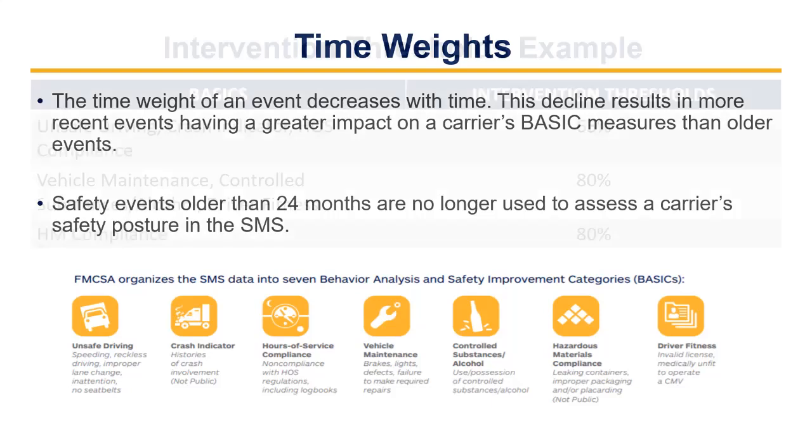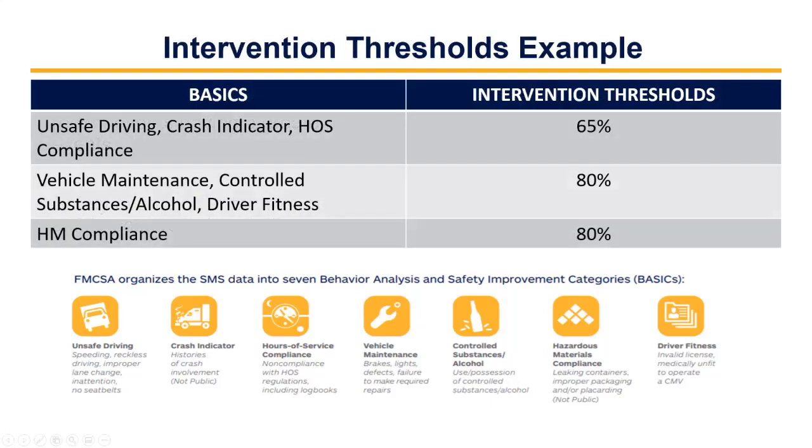Our last slide here from my presentation refers back to what we noted earlier, wherein we rank carriers within each basic, similar size carriers, anywhere from 0 to 100, with 0 being your goal and 100 being more indicative of poor performance. Here we have the intervention thresholds for the 7 basics.